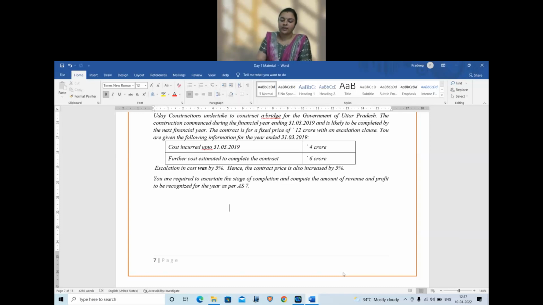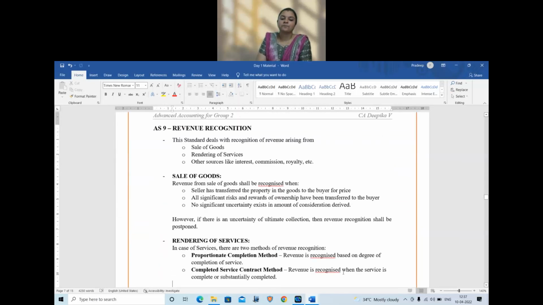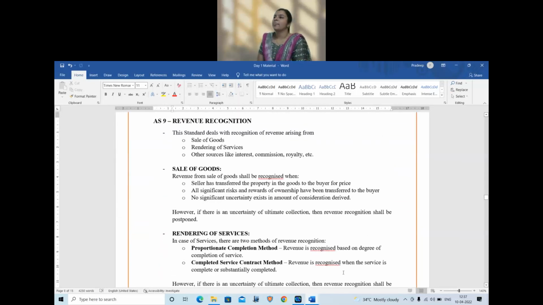Moving on to the next standard, AS9 Revenue Recognition. Again, this is a mandatory standard. This standard is applicable universally for all enterprises or all companies.